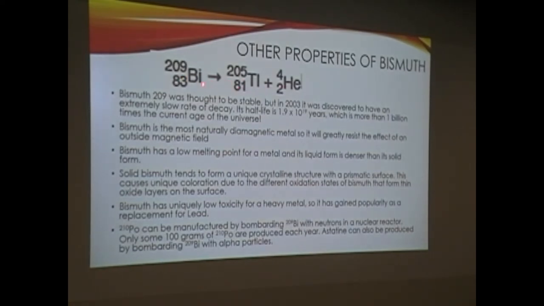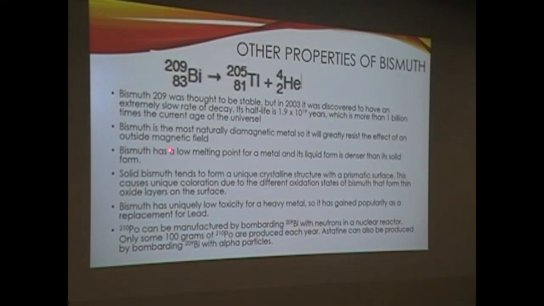As I mentioned, that bismuth does decay with its very long half-life into thallium and releases an alpha particle, helium-4 nucleus, that I said. But it also has other unusual properties for a metal. It's diamagnetic, that is, it's not ferromagnetic like iron or paramagnetic like many other metals. And so it resists an outside magnetic field, and so it has certain properties it can use.